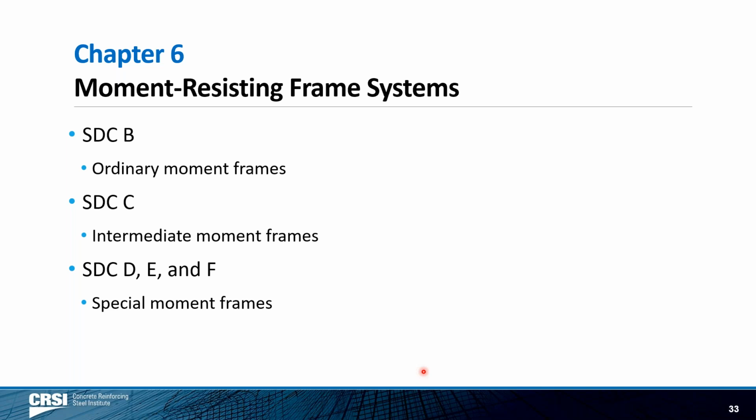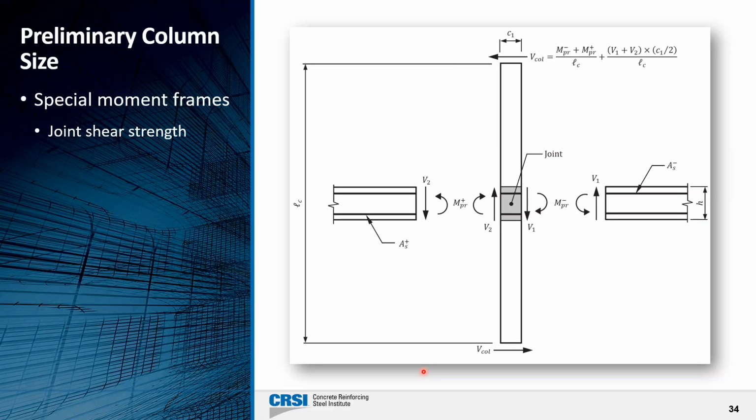Chapter 6, we have moment resisting frames, ordinary, intermediate, and special. One thing that we did here is put a design aid together to help determine what that minimum joint size should be, especially for special moment frames. Everything's driven by that joint in the special moment frame. And typically what occurs, you have a nice design for everything. You come back and check the joint and it doesn't work. And you have to start all over again.